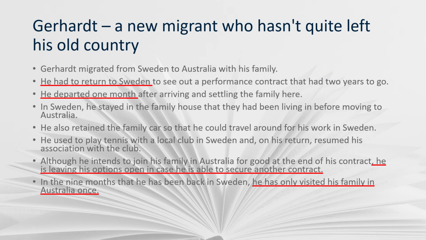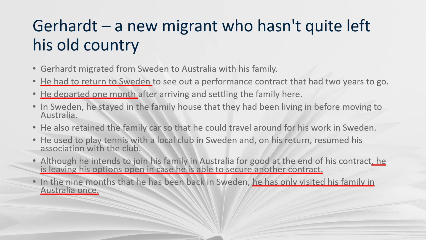Gerhard, a new migrant who hasn't quite left his old country. Gerhard migrated from Sweden to Australia with his family. He had to return to Sweden to see out a performance contract that had 2 years to go. He departed 1 month after arriving and settling the family here. In Sweden, he stayed in the family house that they had been living in before moving to Australia.